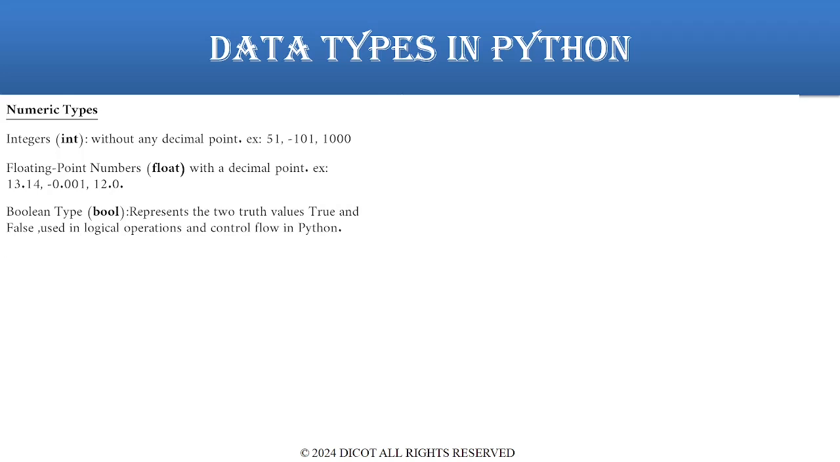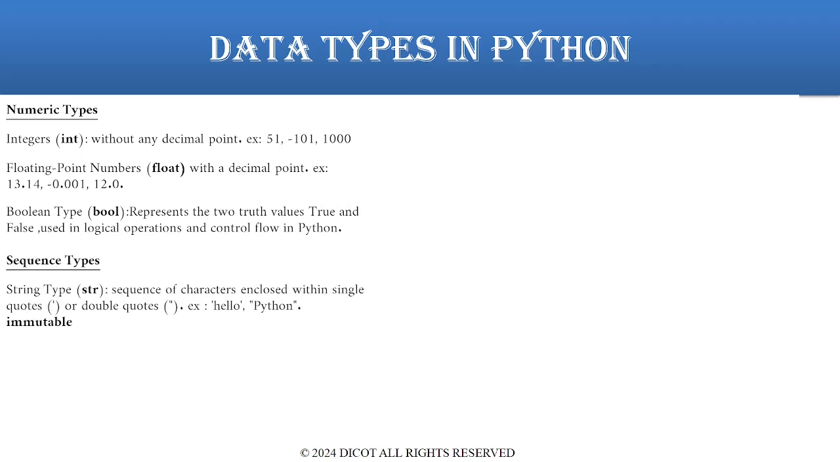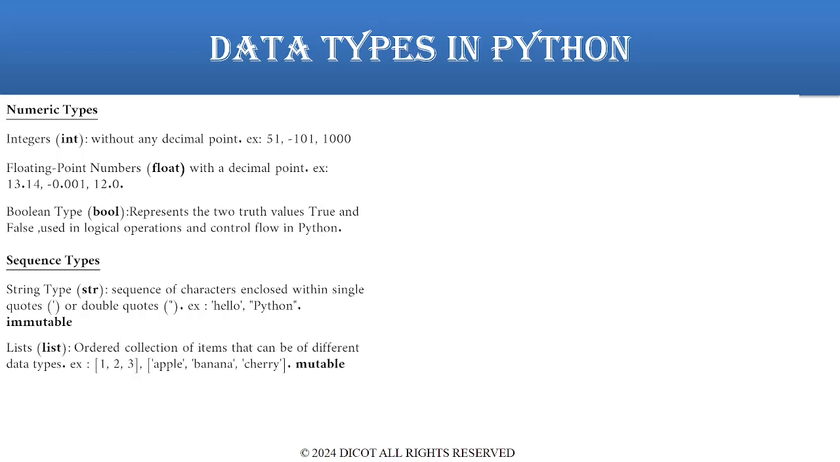Sequence types. String type: a sequence of characters enclosed within single quotes or double quotes. Example: 'hello', 'Python', etc. Lists: an ordered collection of items that can be of different data types. Example: [1, 2, 3, 'apple', 'banana', 'cherry'], etc. Tuples: similar to lists but immutable once created. Immutable means the element values cannot be modified.